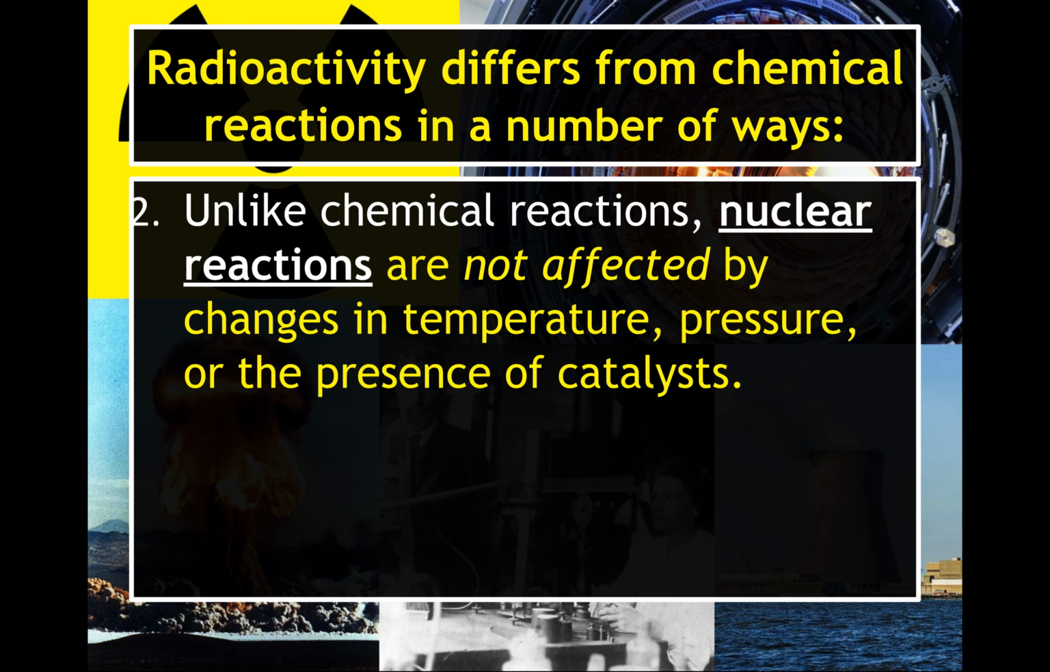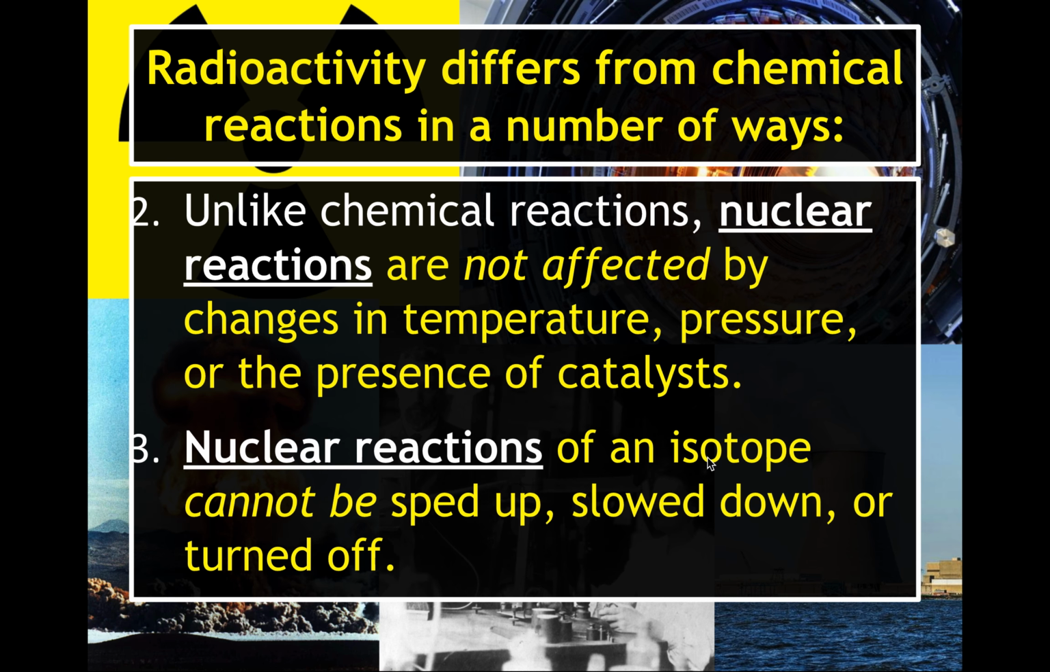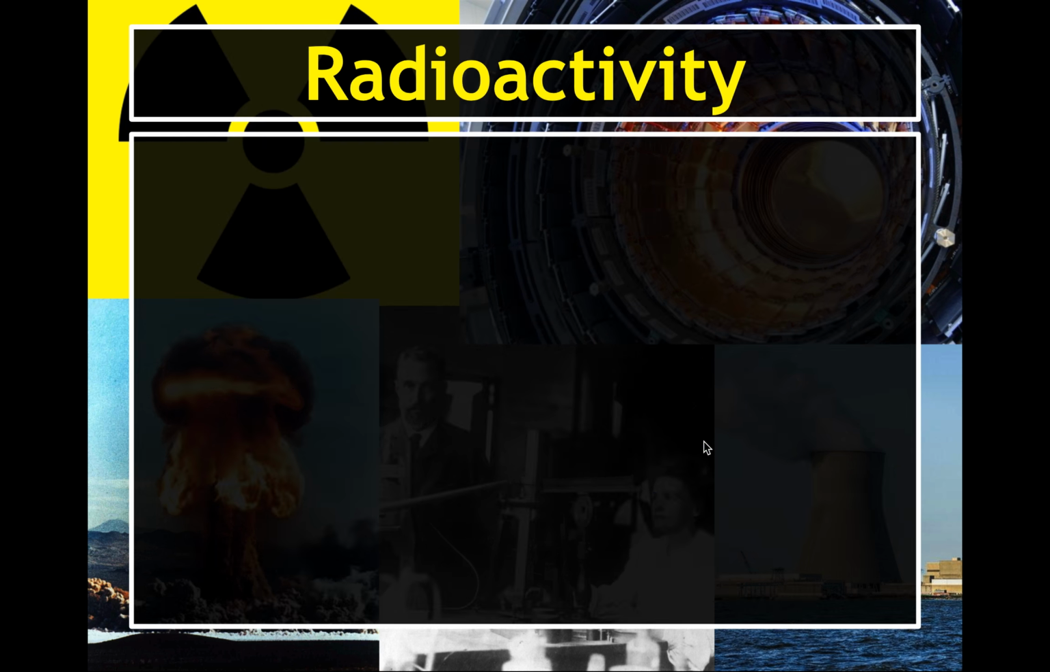Unlike chemical reactions, nuclear reactions are not affected by changes in temperature, pressure, or the presence of a catalyst to speed up a reaction. Nuclear reactions of an isotope cannot be sped up. They can't be slowed down or turned off. Once a nuclear reaction starts, it's going to go at the speed that it's going to go until it's completed.